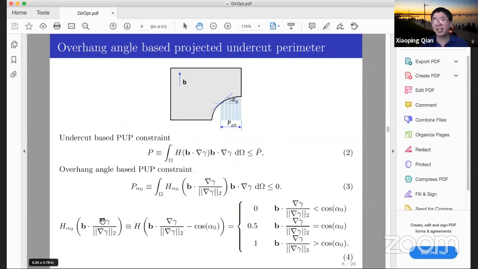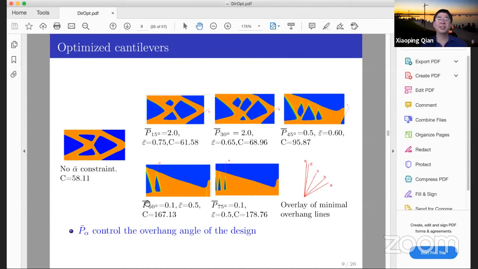And we can use the same idea to control the overhang angle. Instead of constraining everywhere that's facing downward, we constrain locations where the undercut angle is smaller than alpha zero. So we change the Heaviside filter from the positive or negative directional derivative to the overhang angle here. With that, we can have a PUP-based formulation for overhang angle.